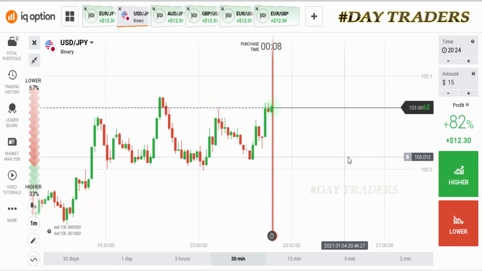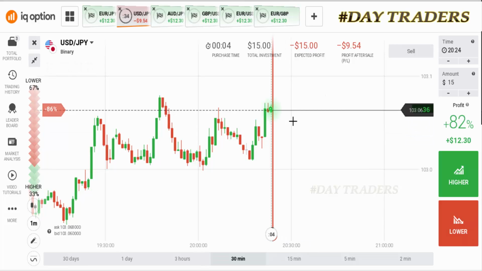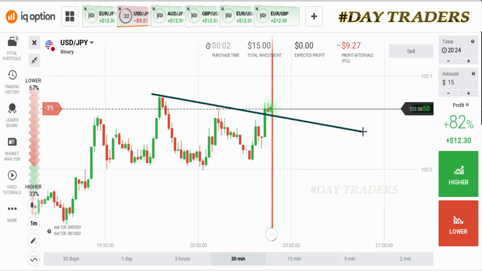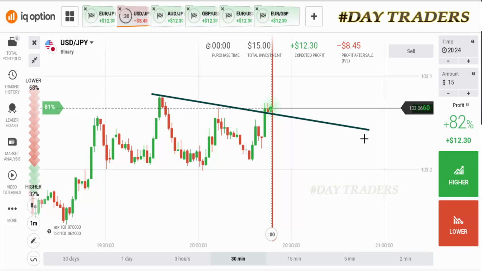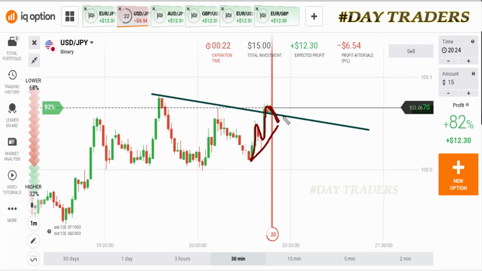Okay, I'll place a higher option. It's a 50-50 chance. Why? Because there is a seller's area, and a support level turned into a resistance level, or sometimes it continues the market. This is an uptrend market momentum. This is a buyer's area, and the next buyer's area is here.